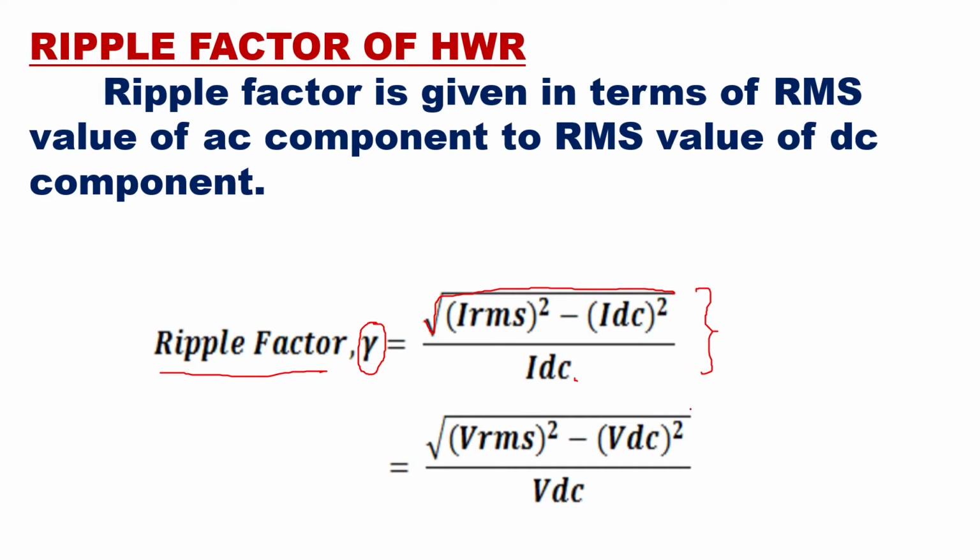If you know VRMS, that is voltages, then you can use this formula: the square root of VRMS squared minus VDC squared, upon VDC. This will also give you the ripple factor. So there are two formulas: one is based on the RMS and DC current, and one is based on the RMS and DC voltage. We will use these formulas for the half-wave rectifier and see how much the ripple factor will be, that is, how much AC component is present.